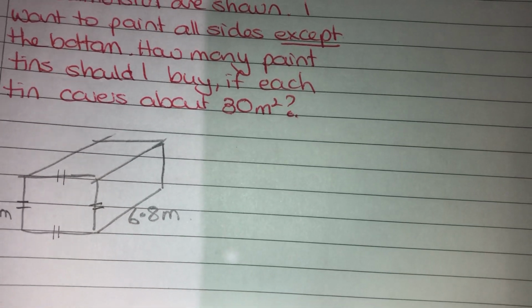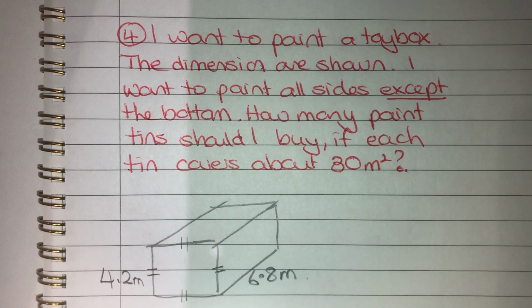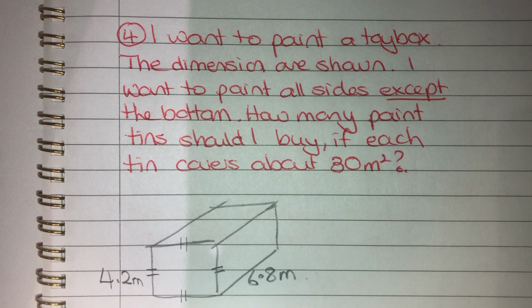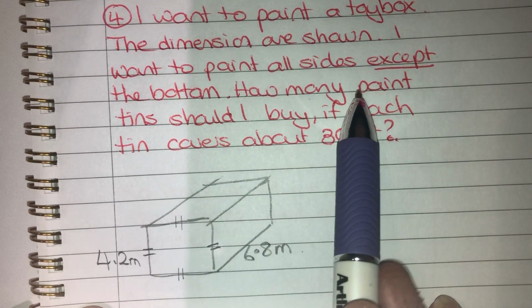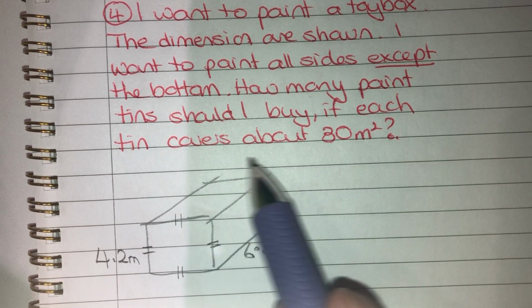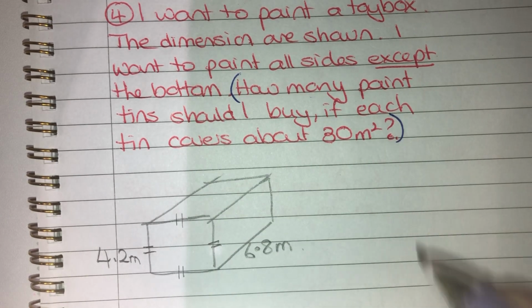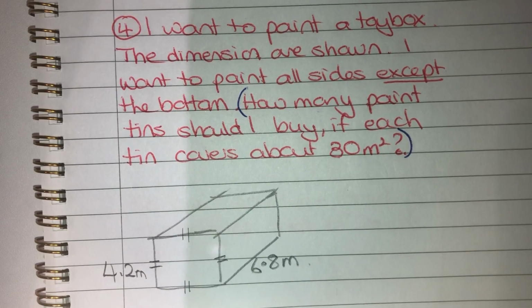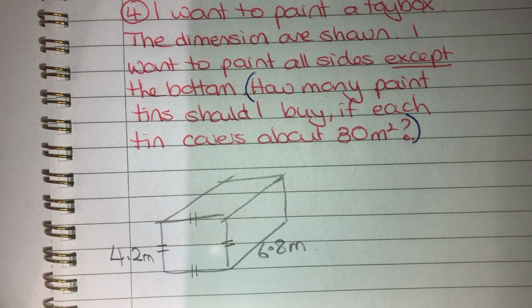All right, let's just have a look at one more, which is no new concept, just using it in a worded question. Okay, I want to paint a toy box. The dimensions are shown. I want to paint all the sides except the bottom. How many paint tins should I buy if each covers 30 metres squared? So first of all, I'm going to put them in brackets because you don't want to worry about that at the start. If you want to paint, then you're going to have to think about surface area.